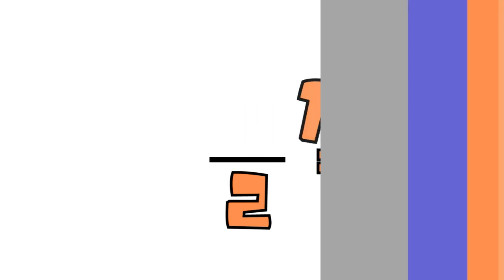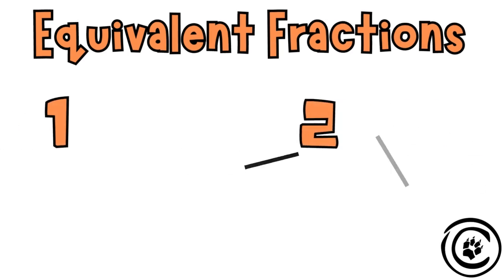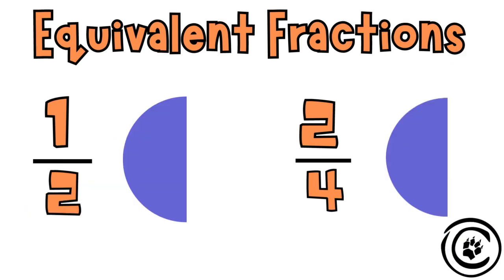In summary, equivalent fractions are fractions that have different numbers, so they look different. But these are in fact fractions that show the same part of a whole, and you can find them by multiplying or dividing the numerator and denominator by the same number.